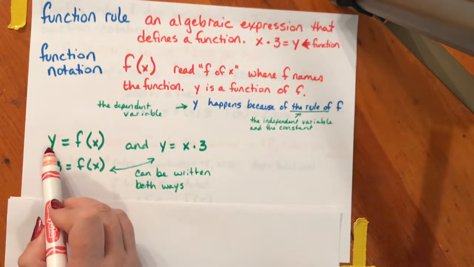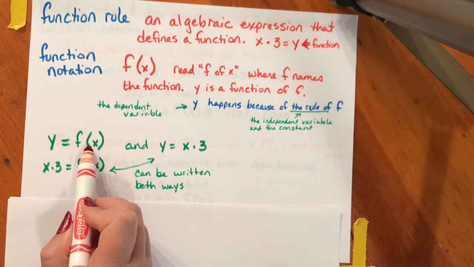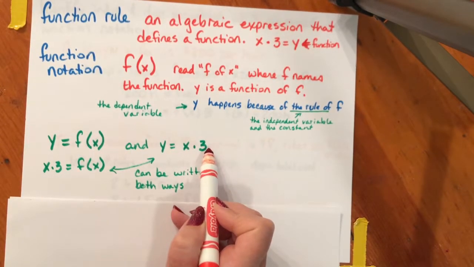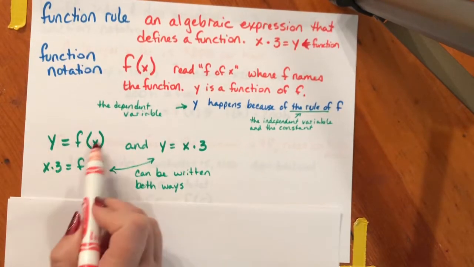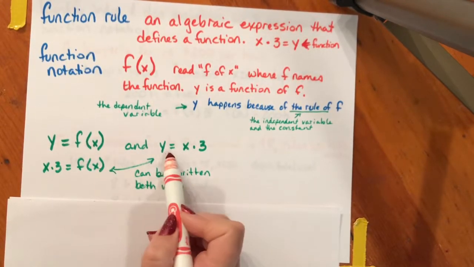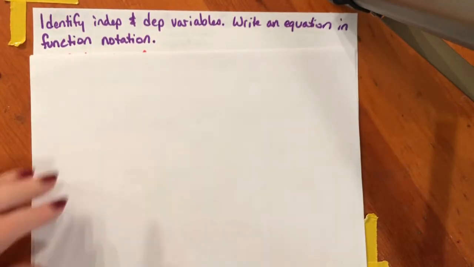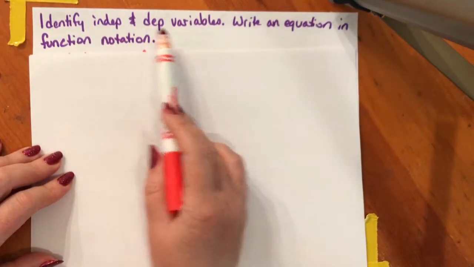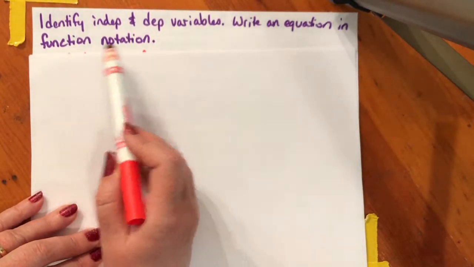What I need you to understand is that y and f of x are the same thing. And if y equals x times 3, then f of x also equals x times 3, because these are the same thing. It can be written both ways. Okay? So on to the questions that they're going to ask you. First off is identify the independent and dependent variables and write an equation in function notation.